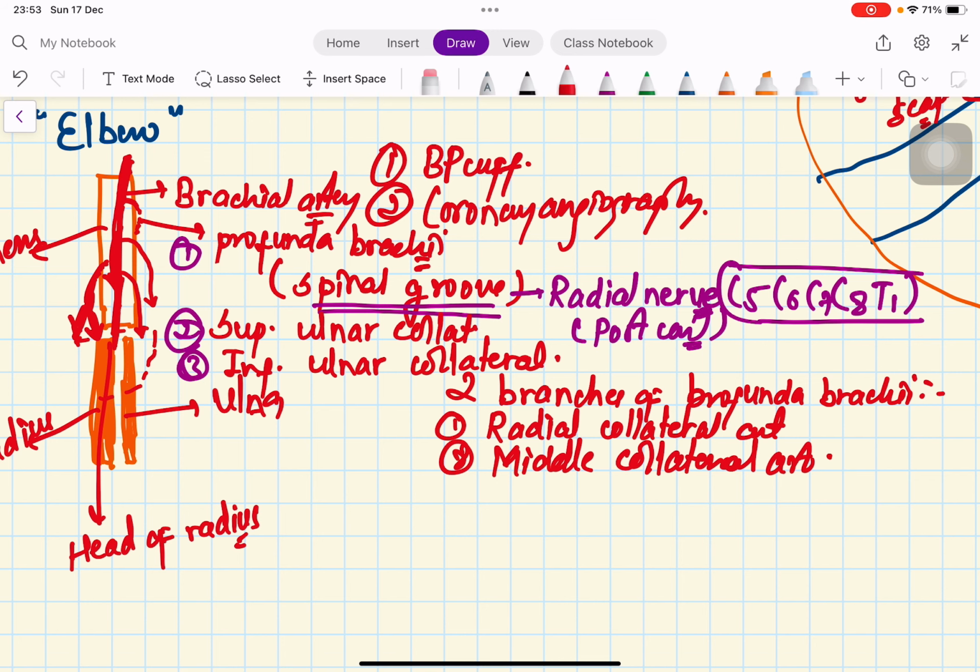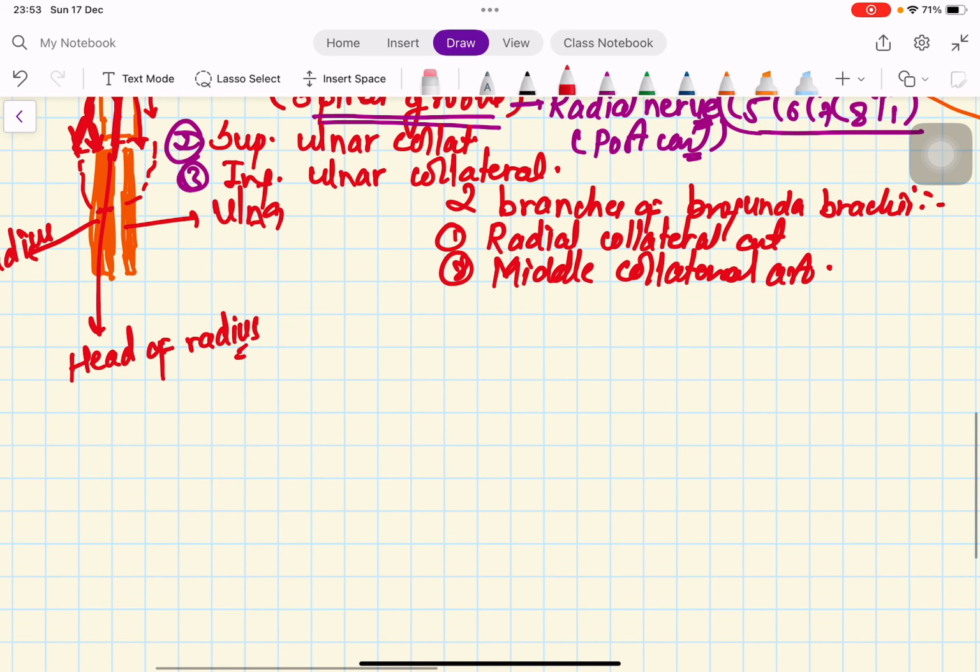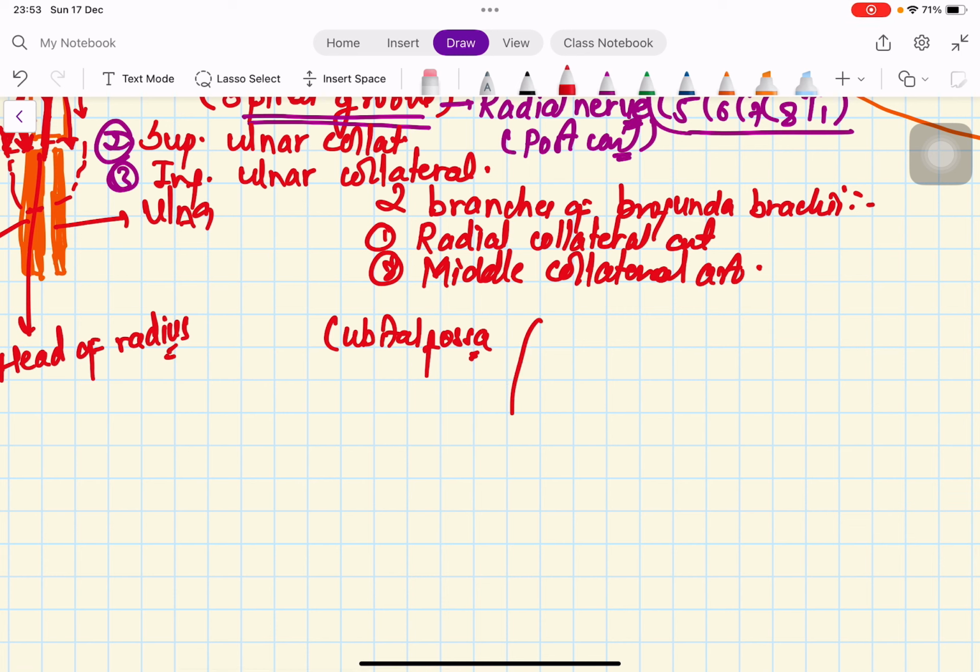There is something like a fossa, right? There is the cubital fossa. So that's the cubital fossa. Talking about the borders of the cubital fossa, I will say it easily. The lateral border is because of the brachioradialis. The superior border is a line passing through the two condyles, and the medial border is because of the pronator teres.